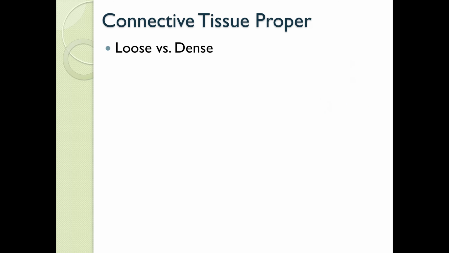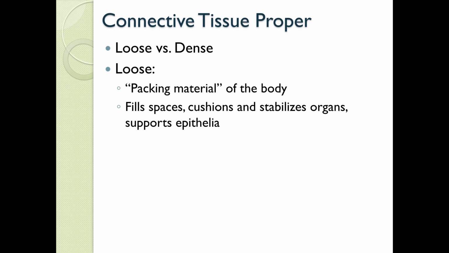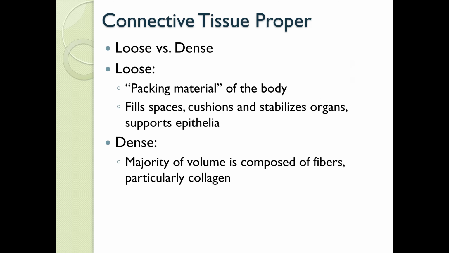All right, so connective tissue proper can be divided into two major types: loose connective tissue and dense connective tissue. Loose connective tissue can be thought of as the packing material of the body. That means it helps to fill spaces, it cushions other areas of the body, it stabilizes organs, and it supports the epithelia. Dense connective tissue has a lot more fiber to it, so the majority of the volume of this tissue is composed of fibers, and particularly collagen fibers.